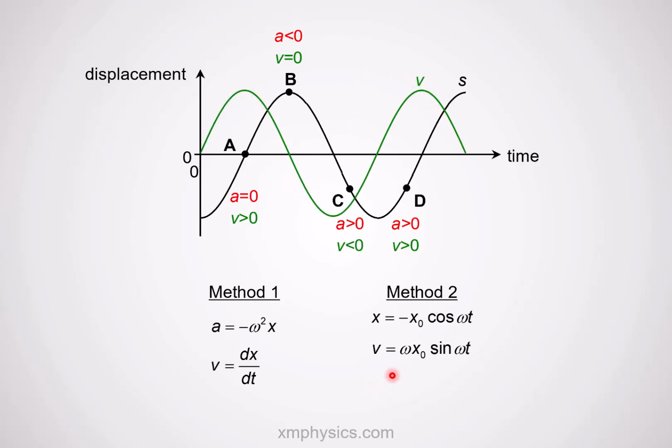So how do we get the acceleration function? Just differentiate the velocity function. So from here we get omega squared x0 cosine omega t. So we know the acceleration time graph is a cosine function. So at point C, your acceleration is positive, but your velocity is negative. At point D, your acceleration is positive, and your velocity is also positive. That's why the answer is D.